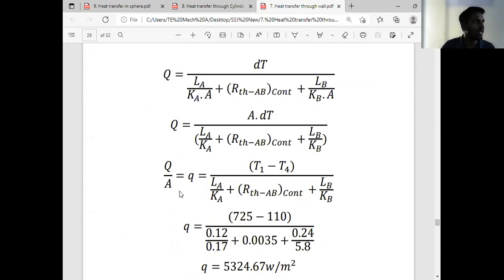So capital Q by A is nothing but small q. So therefore small q is equal to temperature difference, काय असणार आहे? T1 minus T4 divided by LA by K plus thermal contact resistance of interface AB plus LB by KB. So put the values into this equation and find out the value of Q.